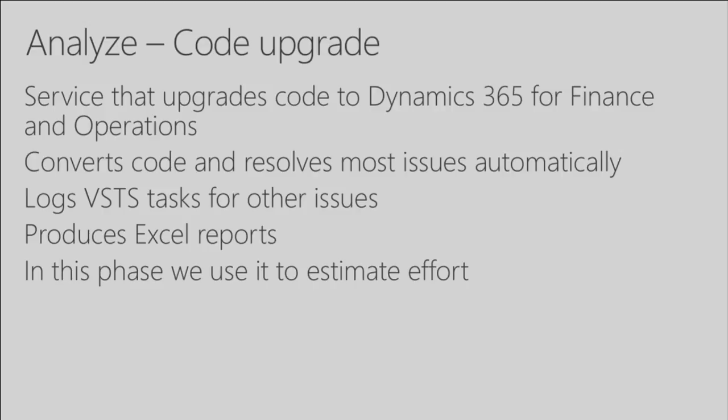This code upgrade tool actually converts all your code from the AX 2012 XPO format to XML. It merges most of your conflicts automatically, because the customization framework in AX7, or finance and operations, is very granular. So most of the conflicts are automatically merged. On top of this, if there are things that you have to do manually, it creates tasks in your VSTS project for everything that is left for you to do once the automated service has completed. And it gives you Excel reports also of the process.